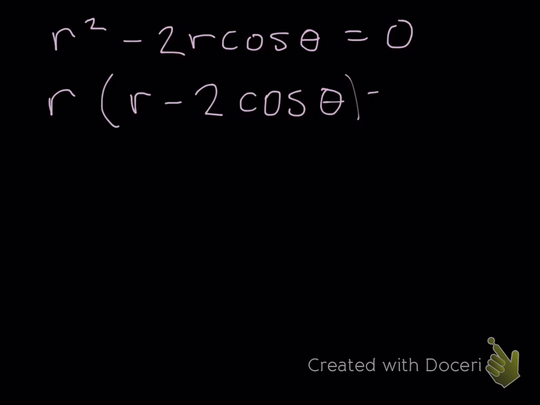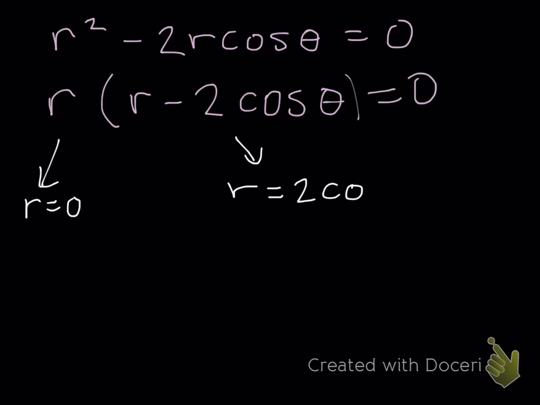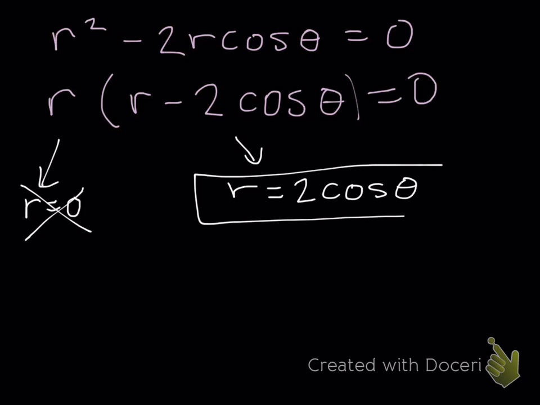And from here, to set up our two equations, my one equation is going to come from the outside. So this will give me r equals 0. And then this one, if I set that equal to 0, I'll get r equals a positive 2 cosine of theta. So that's because I set it equal to 0 and solved. Now, r stands for radius, so this one on the left, r equals 0. If the radius is 0, that means there's no circle. So this answer does not make sense. So this is the answer that we keep.